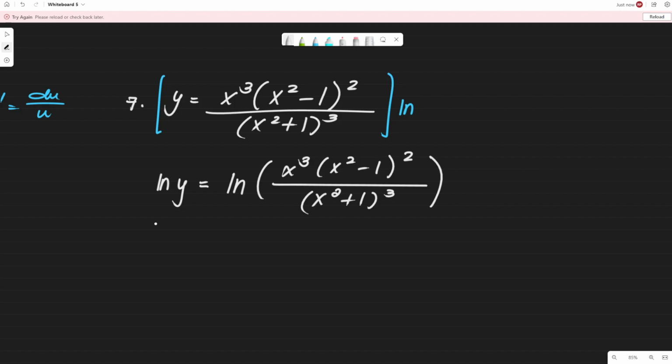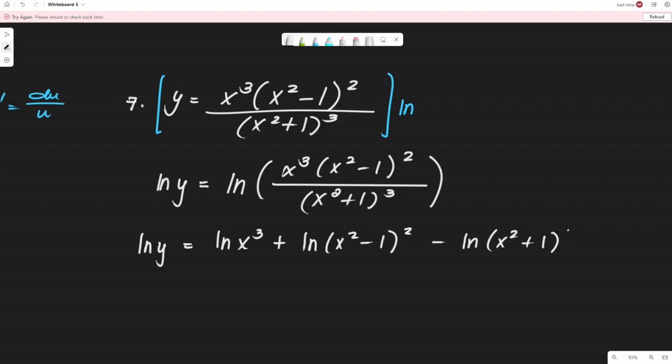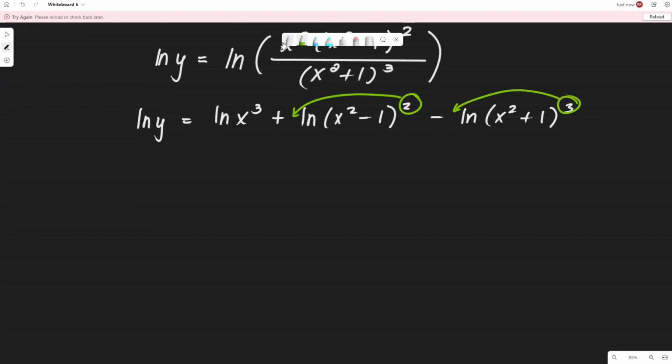So pag pinag-iwalay natin 'to, we'll have ln y is equal to ln x cubed plus ln of x squared minus 1 squared minus ln of x squared plus 1 cubed. Tapos yung mga exponent ng mga internal functions ng ln natin, lagay nyo sa unahan ng ln. So, pabaligtad. Kung kanina naglalagay tayo papasok sa ln, ito naman, ilalabas natin ng exponent sa ln para later, mas mabilis natin makuha yung derivative.